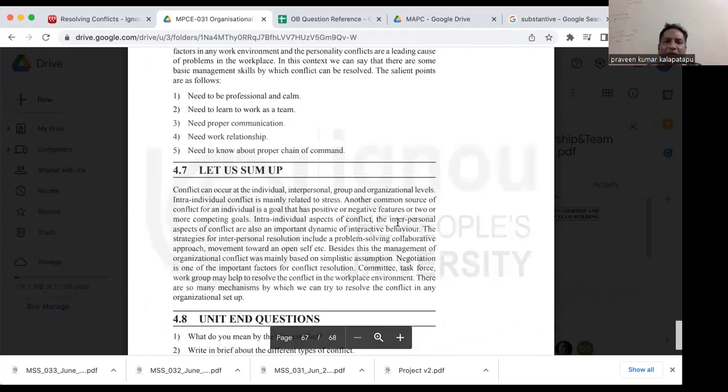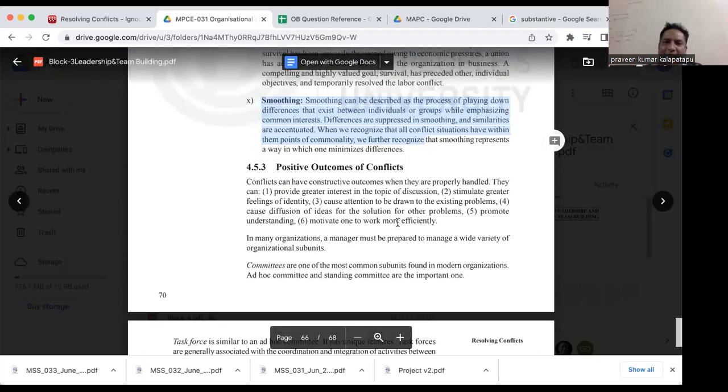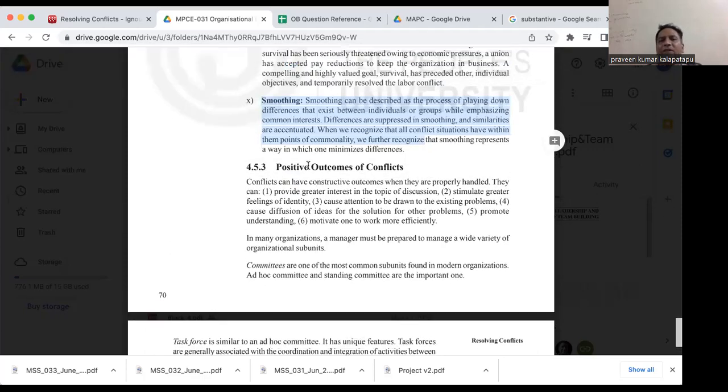Okay, so now we are almost at the end. What are the positive outcomes of conflicts? We already talked about positive outcomes, right? If you resolve the conflict, then the relationship is going to foster in a better way. If you neglect it, it is going to take things to the other extreme.